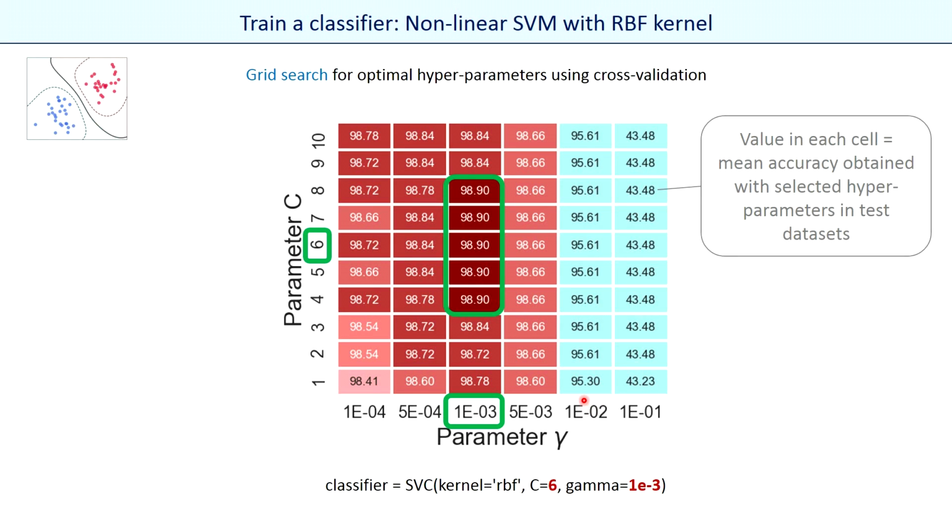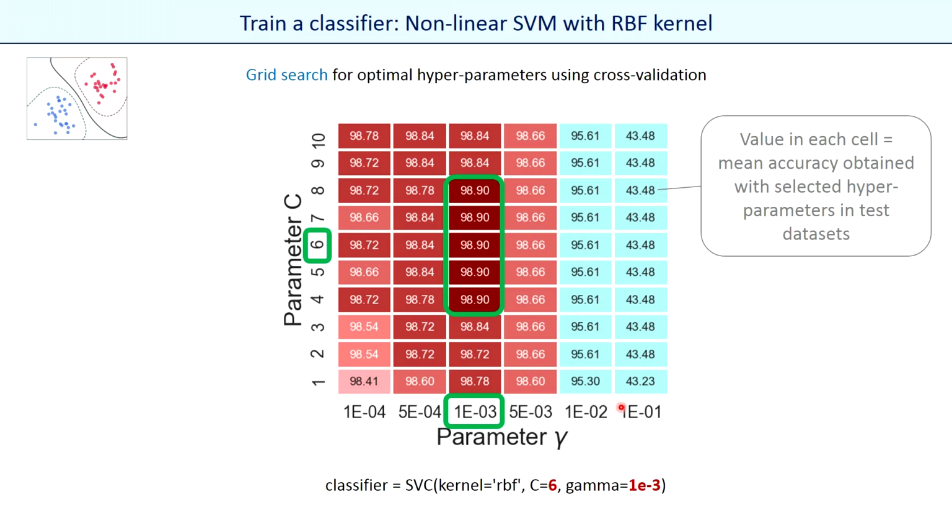When the dataset is not very big, as in our case, we can try a so-called grid search for hyperparameters. It means that we just try several values for each hyperparameter, and see which values are optimal. In this example, I tried 10 different values for the parameter C and 6 values for the parameter gamma. For each couple of parameters, I train the model and then I measure its mean accuracy in test datasets using cross-validation.